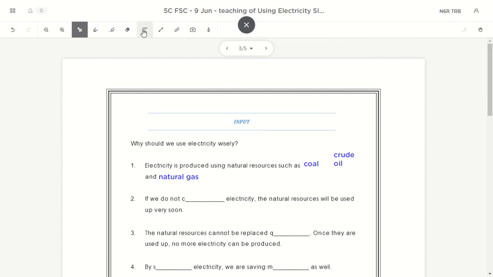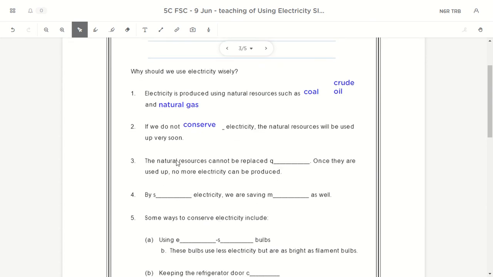So if we don't conserve electricity, conserve means save. Okay, if we don't save electricity, if we don't conserve electricity, one day the natural resources will run out. Okay, it's like you keep spending money but you don't earn money. One day your bank account will be depleted. Okay, so natural resources can be replaced, but they need a lot of time. They need millions of years. So the natural resources cannot be replaced quickly.